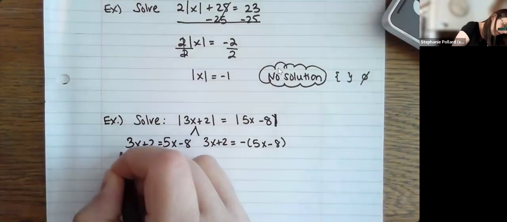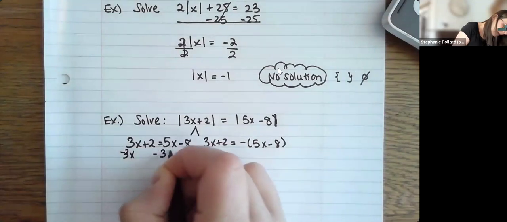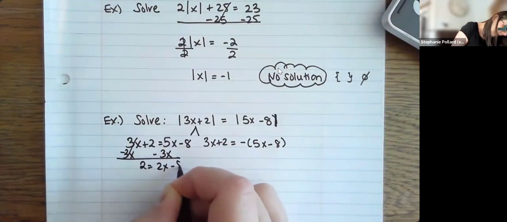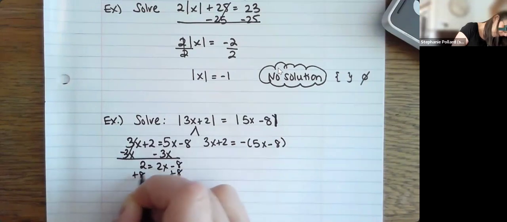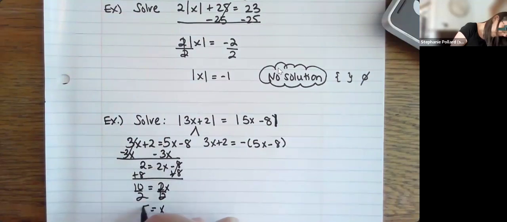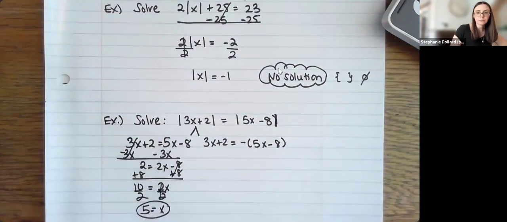So here, I'm going to subtract the 3x to both sides. I'm going to add 8. And then I'm going to divide by 2. And I have x equals 5 for my first answer.